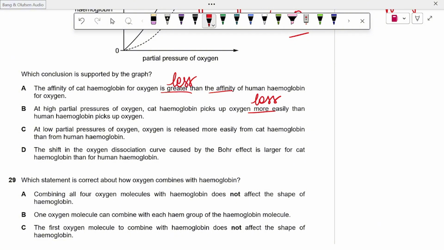This is true. The affinity is lower, which is why your hemoglobin will give up oxygen very easily in your cat, when the oxygen concentration is low.